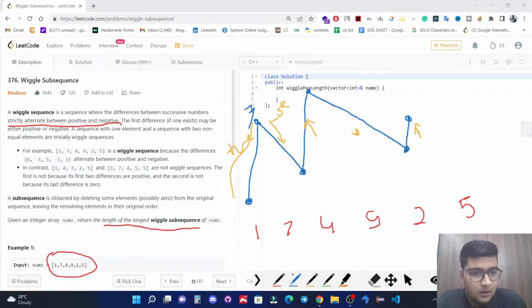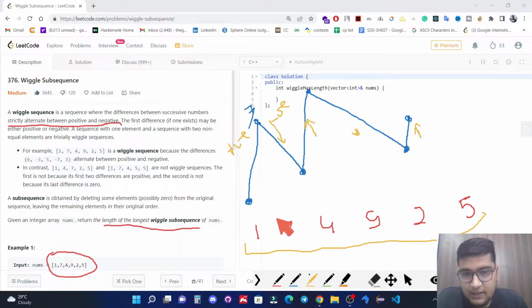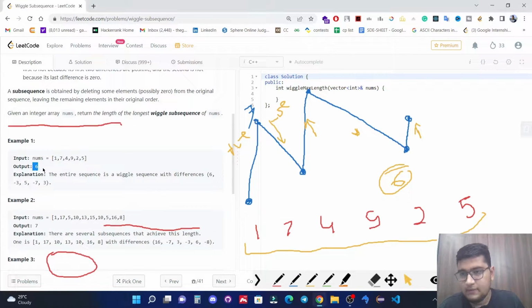In this example we have an alternating positive and negative pattern, so we can consider all the elements here. Since all the numbers satisfy the condition, we can return 6 as our answer. We have 6 elements here and all 6 satisfy the condition, so we return 6. I hope this example is clear to you.